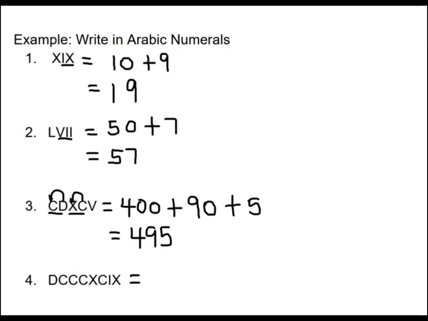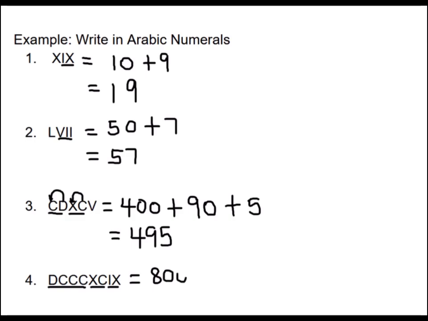We have DCCCXCIX. So this DCCC, that's D 500, then we have 3 C's, just like having 500 plus 300. What will that give us? Yeah, that's 800. Then we have XC, don't forget what we did up there, and we have IX. This is 10 minus 1. This is 100 minus 10, and we have DCCC, which is 800. See, we have 3 C's there.